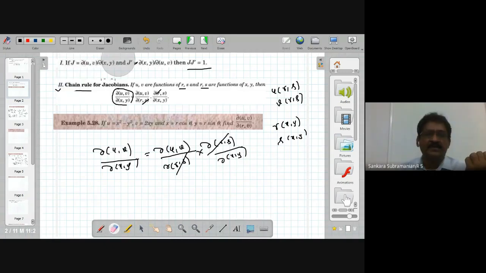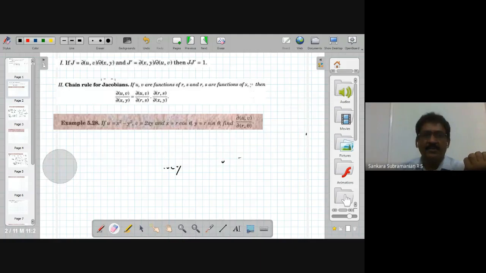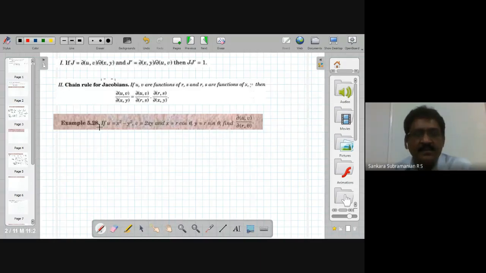So to illustrate this, I have given a problem for you. The question is, if u is in terms of x and y, v is in terms of x and y, and x is in terms of r and theta, and y is in terms of r and theta, find the Jacobian of u and v in terms of r and theta. So please note it down.